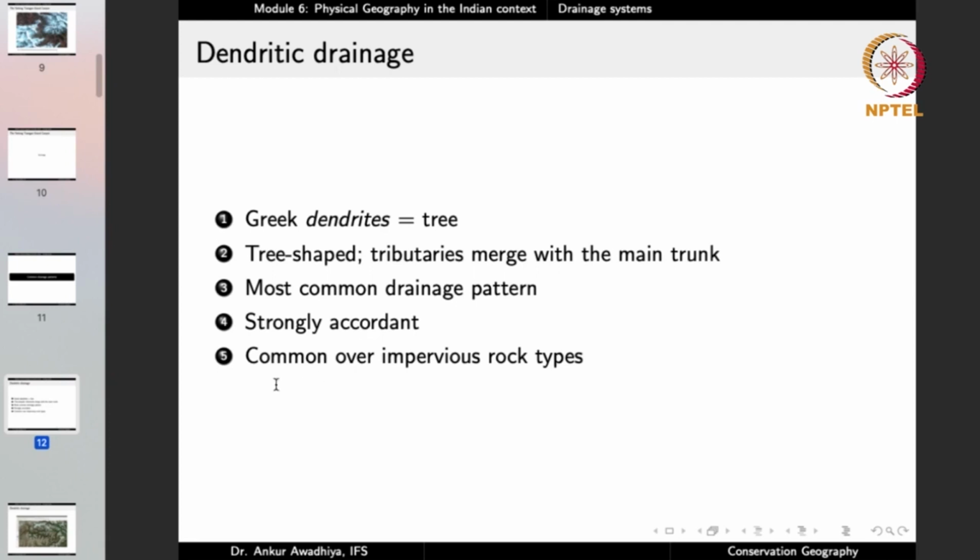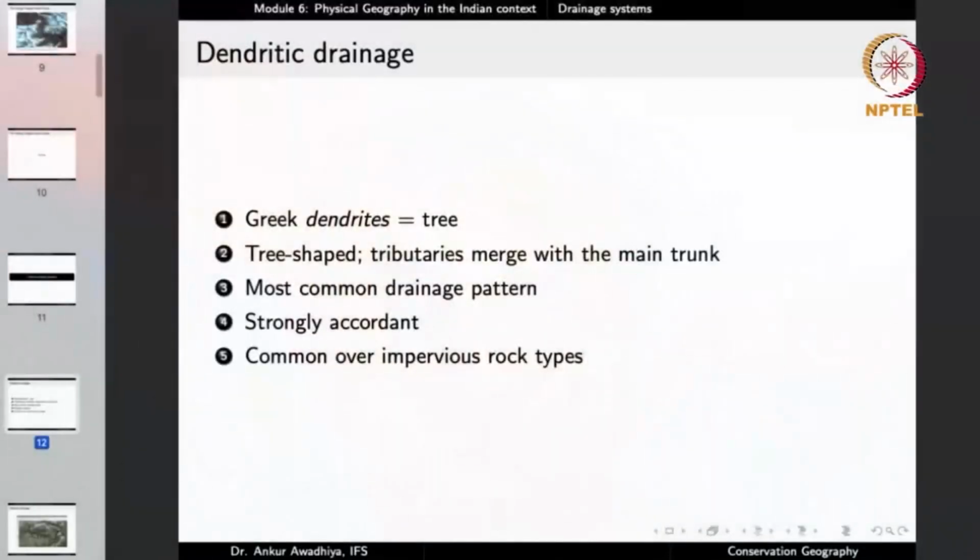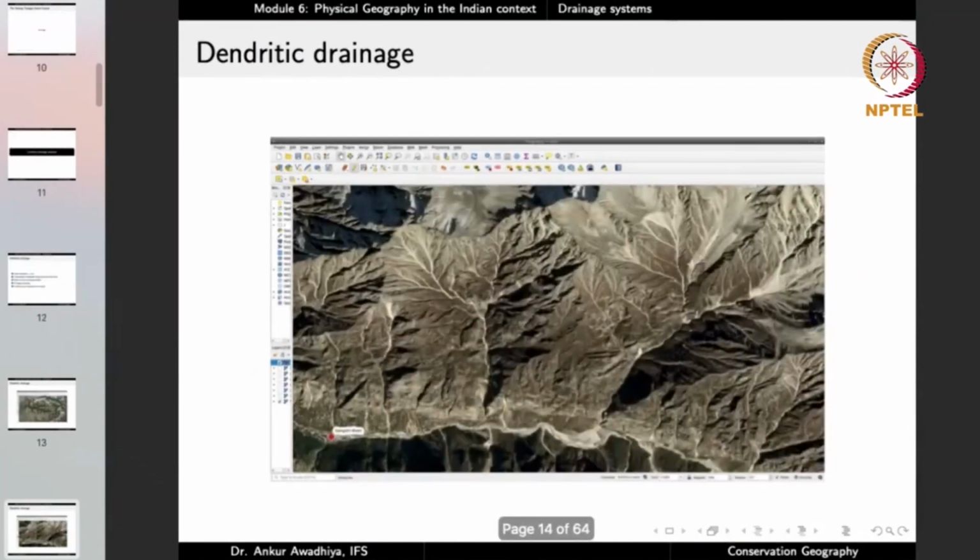It is common over impervious rock types. Why impervious? Because if the rocks are pervious, meaning that they permit water to enter inside, it is very easy for the rivers to erode the land. But in the case of impervious rocks, that is not the option. So the river has got nothing else to do but to follow the slope and the structure of the landscape. And so the dendritic drainage pattern is very commonly seen in the case of impervious rocks, or rocks that do not permit water to enter inside them, non-porous rocks. So this is the dendritic drainage.